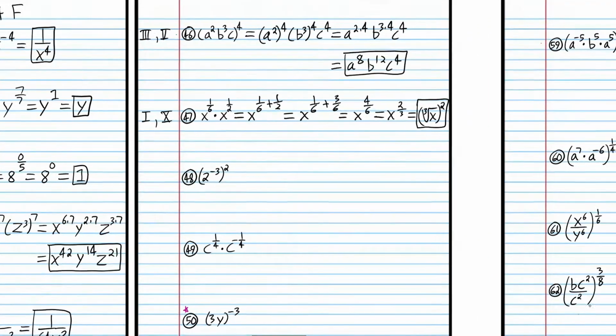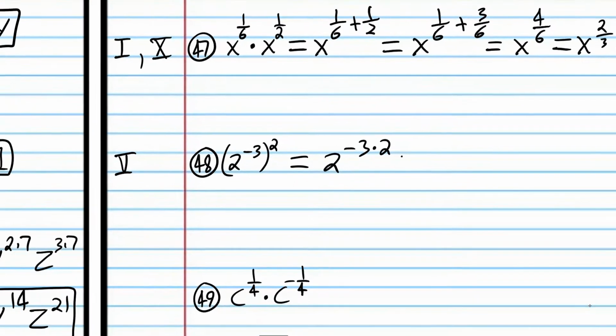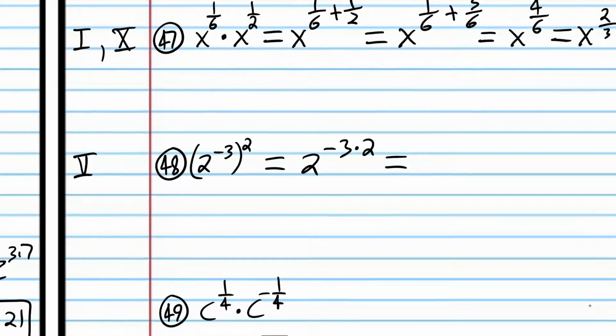All right, we're back. So we're going to use rule number 5 again, because we're raising a power to another power. And you can use a dot if you want. You can also use parentheses. If this were a negative, then you'd have to use parentheses. But if this is a negative, it's not really necessary.